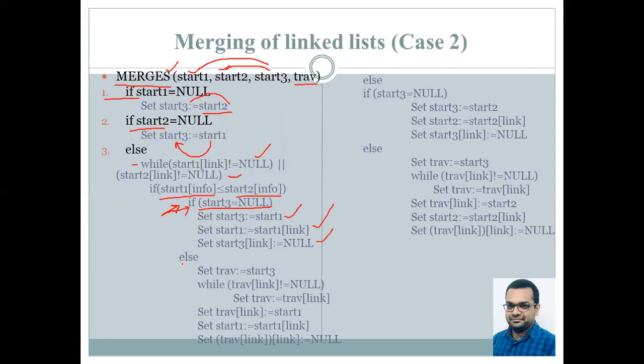Else, if there are already one or more nodes existing in the merged linked list, we initialize a traversal pointer to contain the address of the first node in the merged linked list. Then we keep on traversing till we reach the last node in the merged linked list by using these statements and comparisons. When we reach the last node, we set the traversal link to start1, that is the address of the node that we want to insert into the third linked list. Then start1 is incremented to point to the next node.